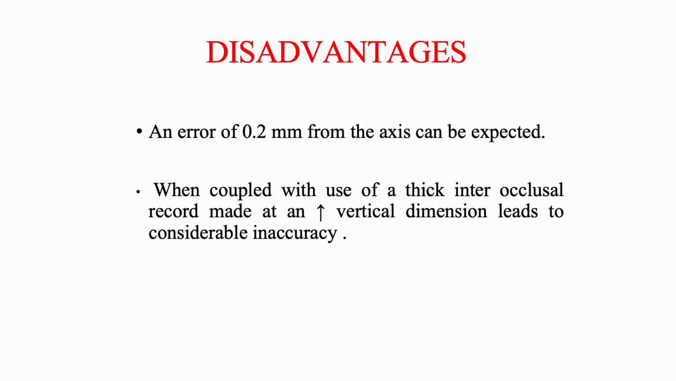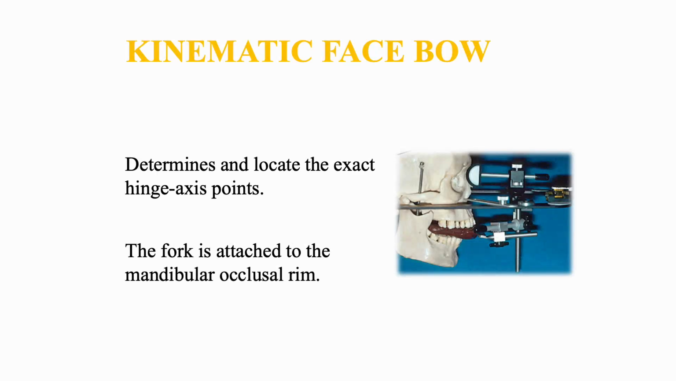However, the disadvantage is that an error of 0.2 mm from the axis can always be expected, but when coupled with the use of a thick interocclusal record which is made at an increased vertical dimension, it leads to a considerable amount of inaccuracy.